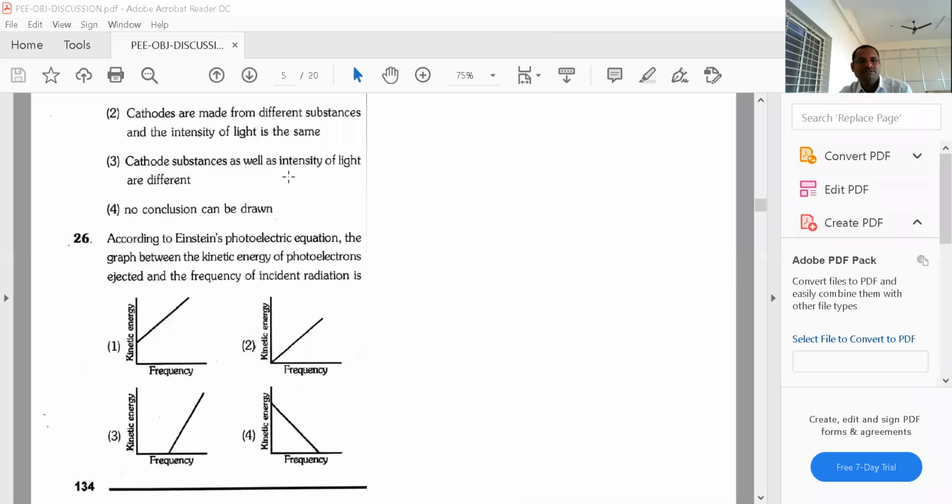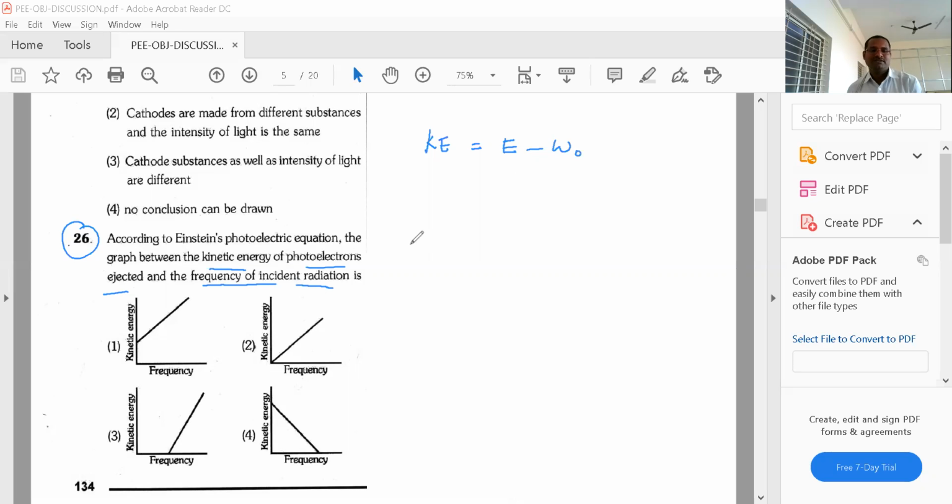What they have given? See, this graph is important. Frequently they will ask this type of graphs. Listen carefully. According to Einstein photoelectric equation, what they are asking is the graph between kinetic energy of photoelectrons ejected and the frequency of incident radiation. According to the photoelectric equation, kinetic energy is nothing but incident radiation energy minus work function.